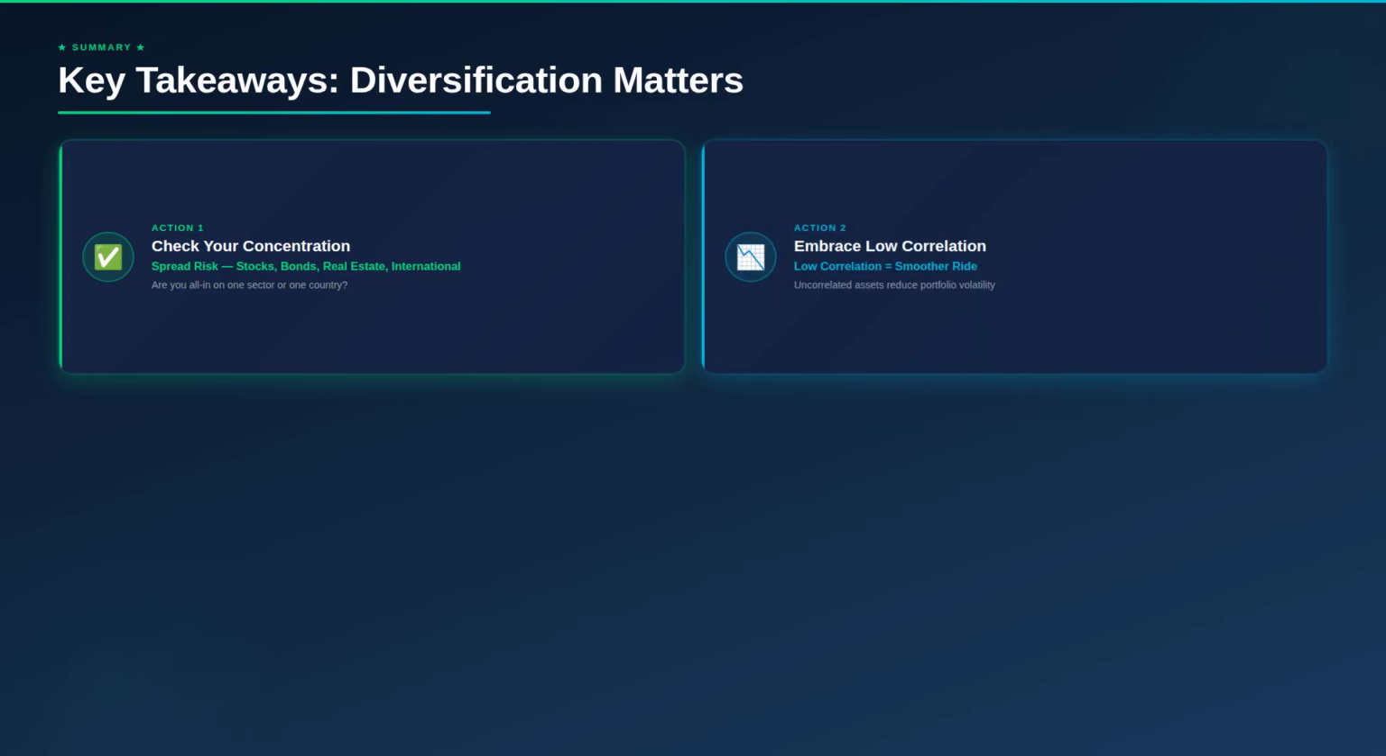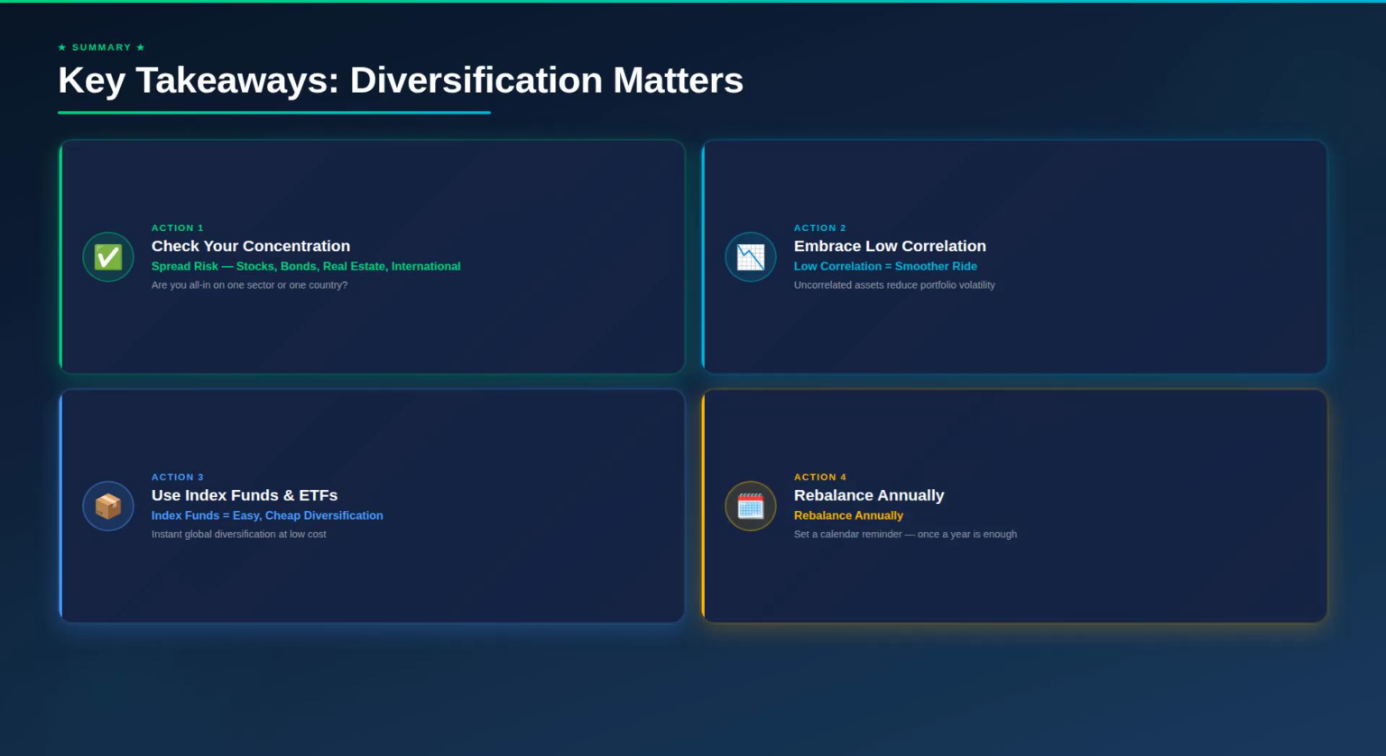Let's bring it all together. Diversification is not about being timid. It's about being smart. The evidence is overwhelming. Spreading your investments across asset classes, geographies, and sectors reduces risk without sacrificing meaningful long-term returns.